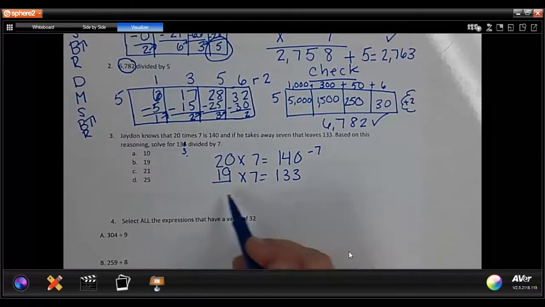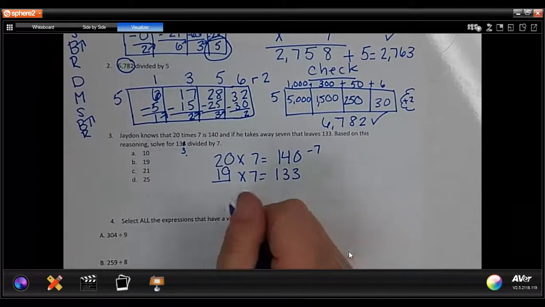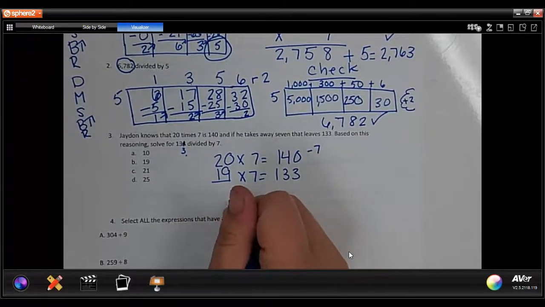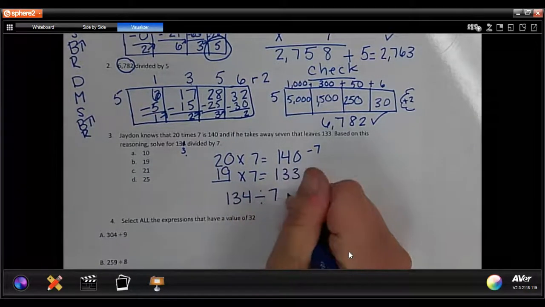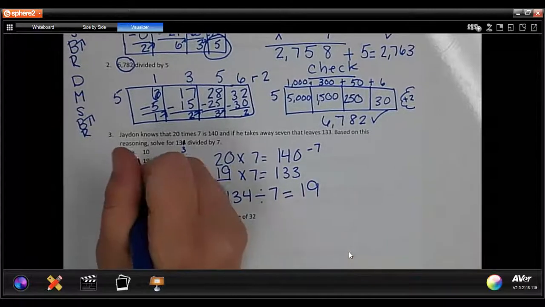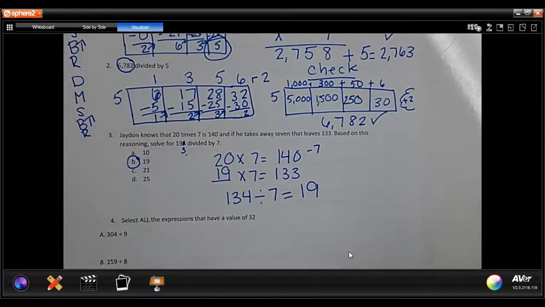And we know multiplication is just the inverse of division, so that would be the same as saying that 133 divided by 7 is going to equal 19. So my answer for this one is 19.